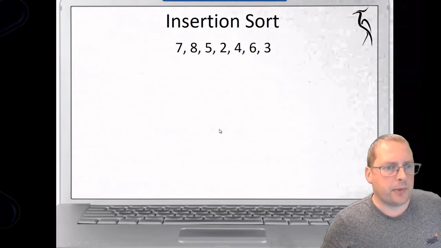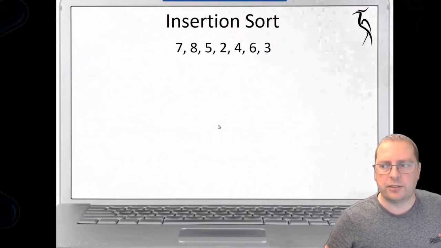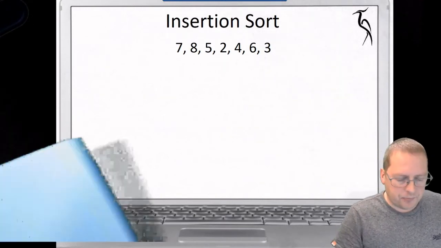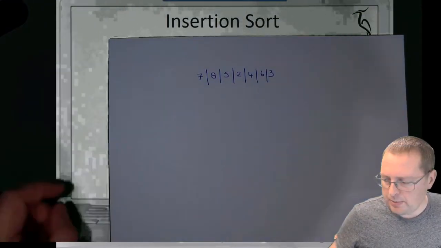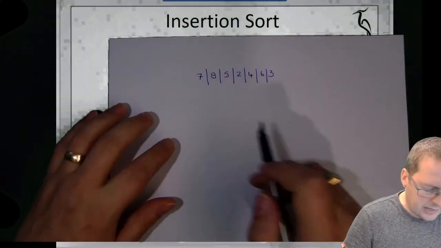Right, let's look at some data. I've got 7852463, and we're going to sort this data into the correct order. So again, it's easier to work on paper. So I've got my list written out here.